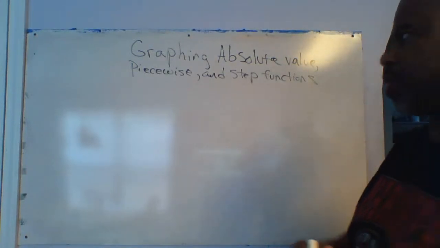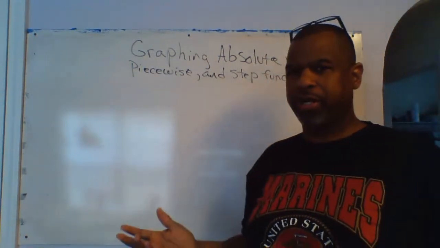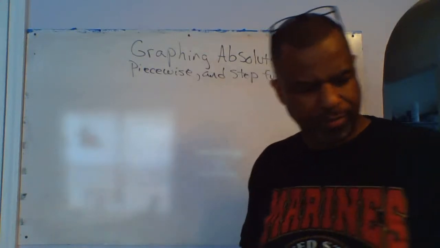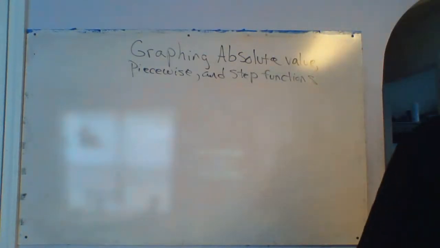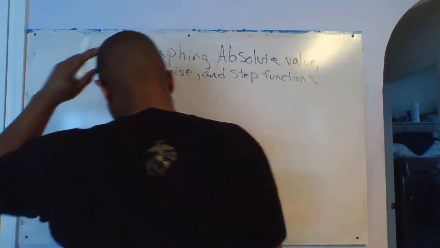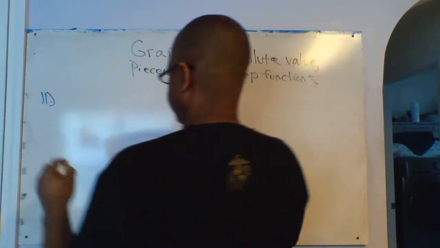So we're going to do piecewise. What they mean by piecewise is you're going to take pieces of an equation. Oh, number 11. All right, we'll look at 11. Oh, so 11 is the absolute value function.